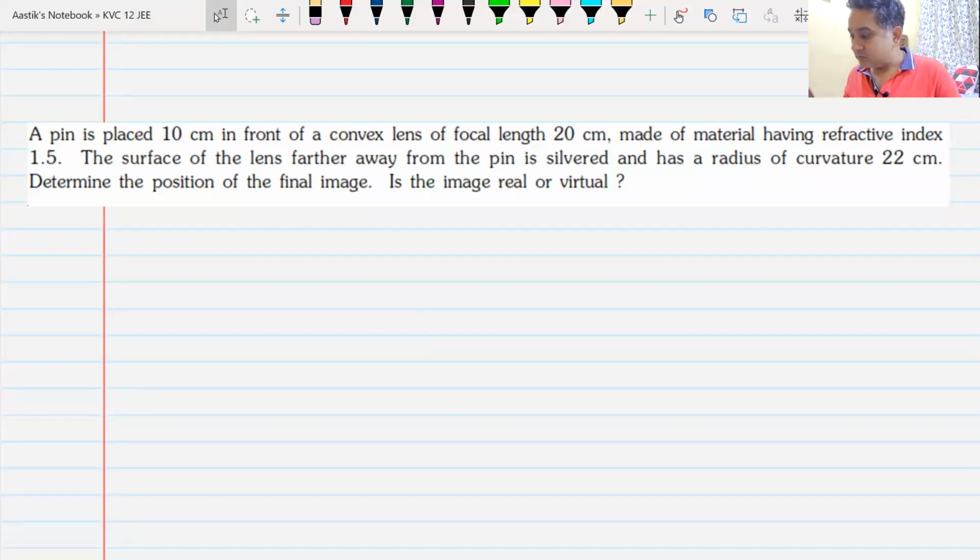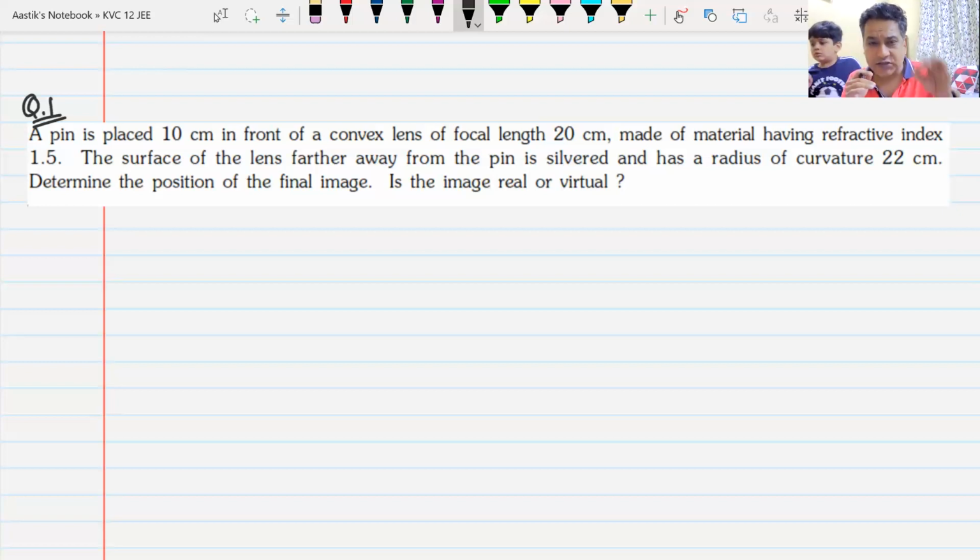This is the question. It again has everything that we have done so far. So it is a test of everything that we have done till now. A pin is placed 10 centimeter in front of a convex lens of focal length 20 centimeter, made up of material having refractive index of 1.5. The surface of the lens farther away from the pin is silvered and it has a radius of curvature of 22 centimeters. So basically, it is not an equiconvex lens probably. I don't know. Find the position of the final image. Is the image real or is the image virtual?